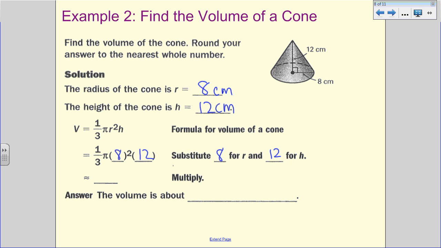We're going to type in 1/3 times pi times 8 squared times 12. And we get approximately 804.25. So the volume is about 804.25. If we look at our units, they're centimeters. And because it's volume, it's centimeters cubed.